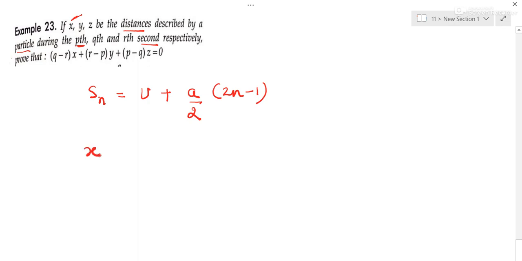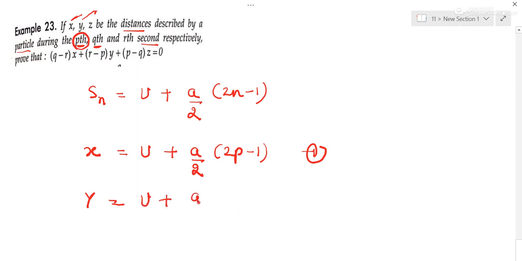X is the distance covered in pth second. So the equation would be u plus a by 2 into 2p minus 1. This is my first equation. Now y is for qth second, so you will write y equals u plus a by 2 into 2q minus 1. In place of n, you will substitute q. This is my second equation.